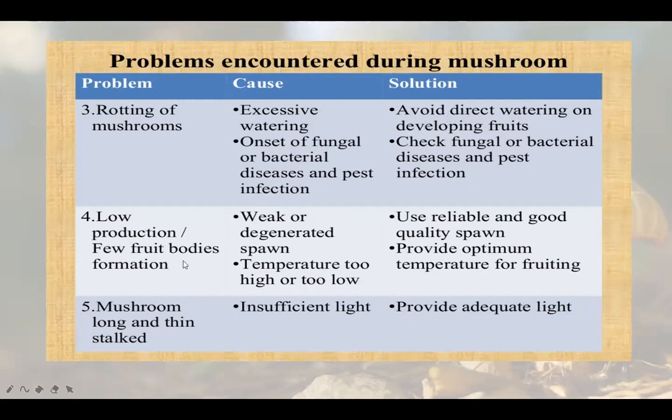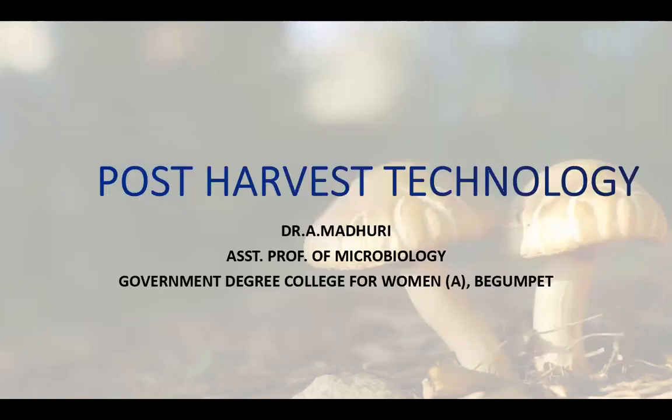Low production or few fruiting bodies. If the number of fruiting bodies is not increasing, maybe the spawn may be the problem or temperature may be the problem. For spawn, you have to take a reliable source and provide optimum moisture. Mushroom with long and thin stalk. If the stalk is longer than expected or thin in nature, then maybe that is a problem of light in some varieties of mushrooms. So you have to provide some adequate light.